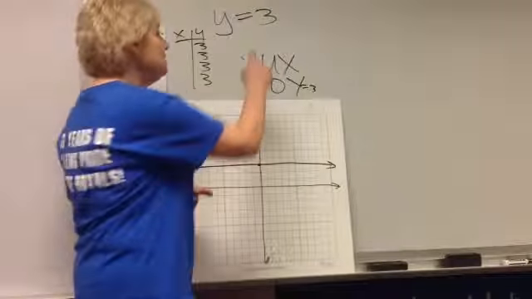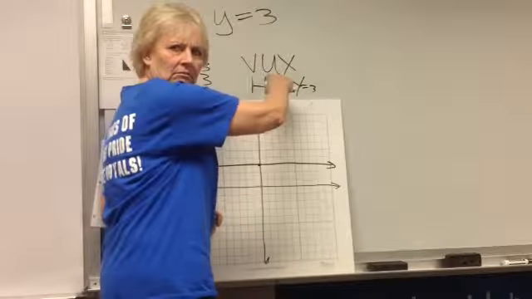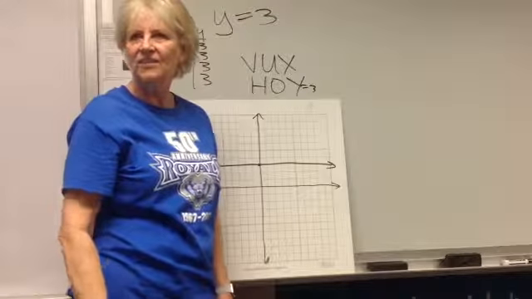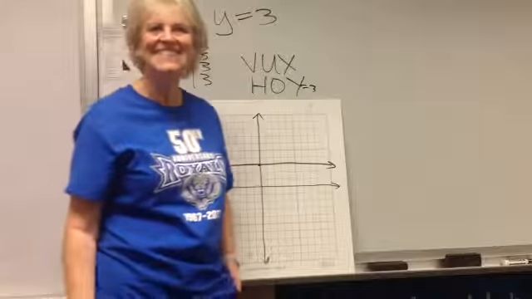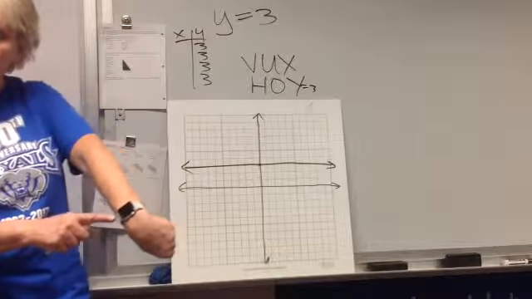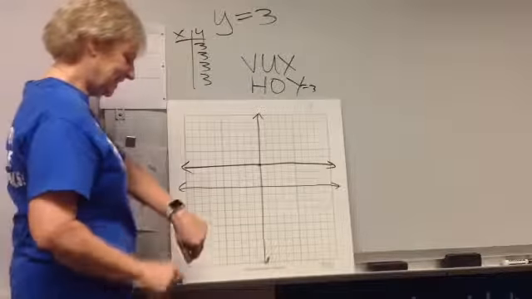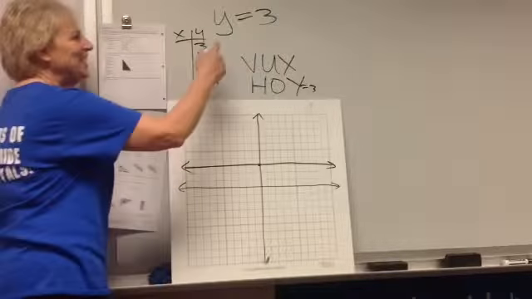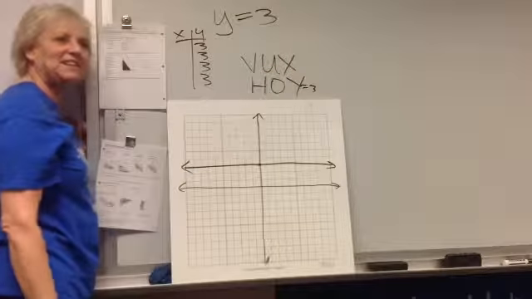X equals 3 is an undefined slope. What is that? If you have x equals something, it's a vertical line and the slope is undefined.